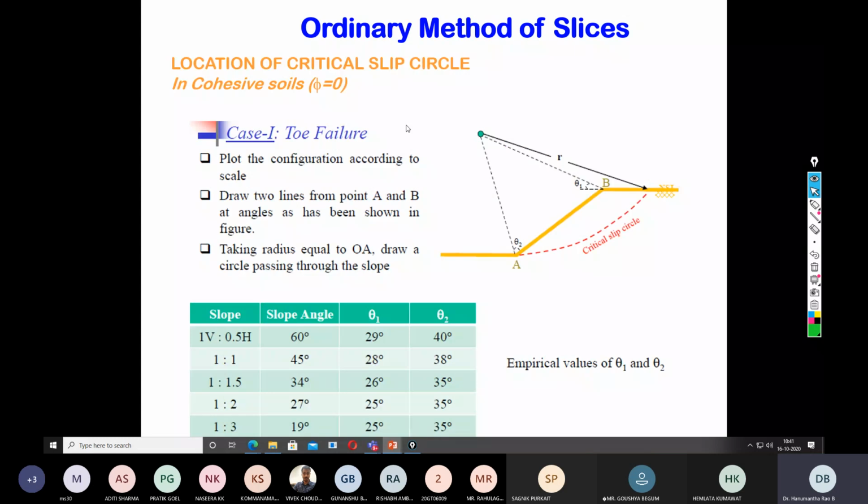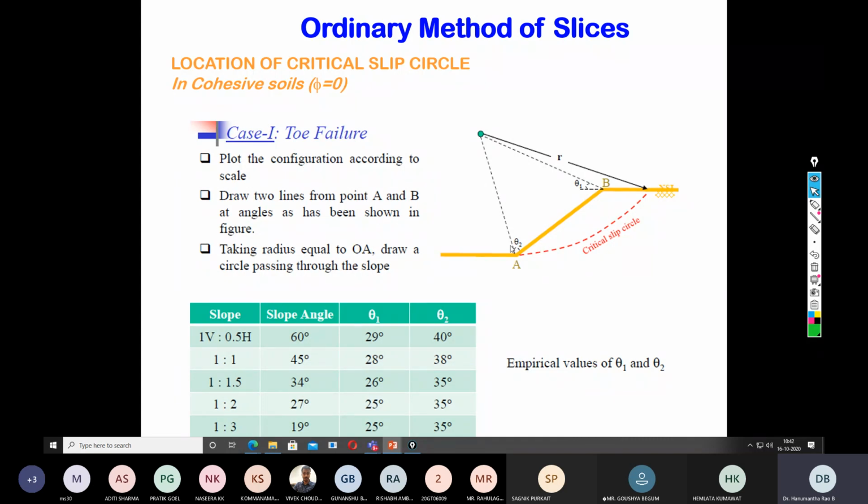So this is case 1. This is valid for cohesive soil, where phi equals 0 analysis applies. Try to assume, and the first initial assumption is that this is a toe failure, a toe circle. Here we need to know two angular values: theta 1 and theta 2, as you can understand here. These two angles are made at the toe and at the top of the slope with respect to the center of the circle.